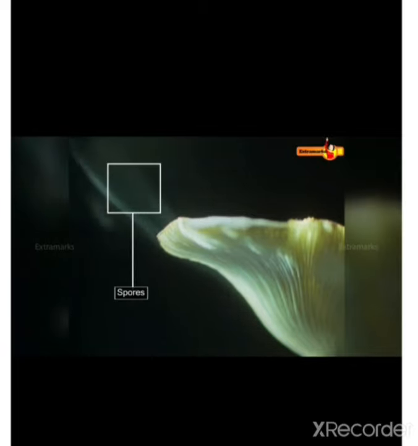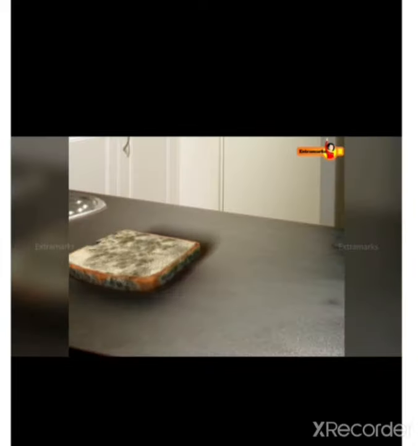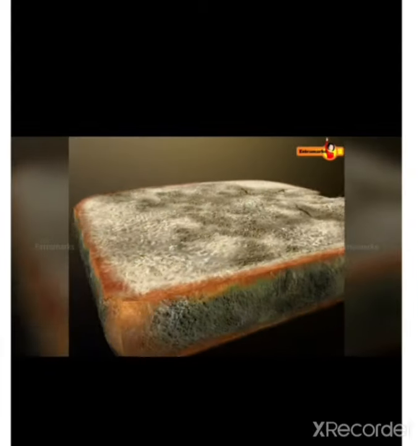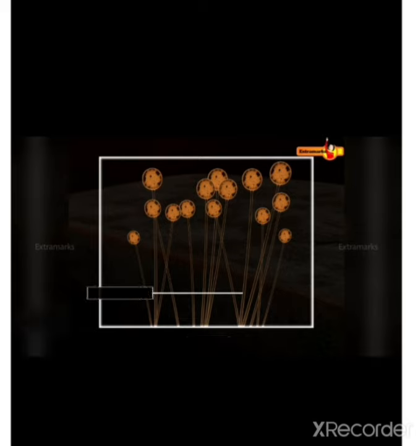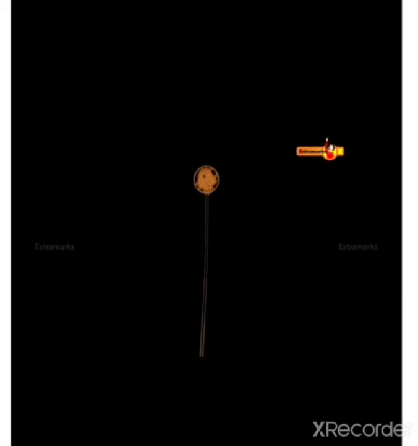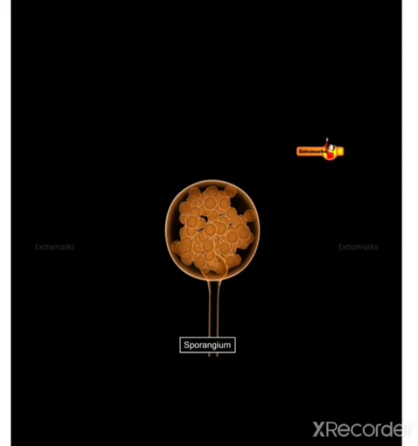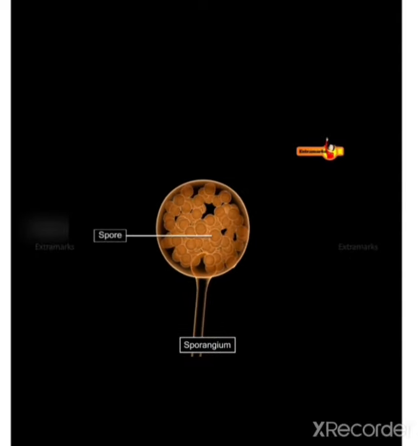Reproduction in fungi by spore formation is a well-studied example of spore formation. During asexual reproduction in bread molds like Rhizopus and Mucor, hyphae produce clumps of erect stalks called sporangiophores. The tips of sporangiophores form the sporangia. Thin-walled haploid spores are produced within the sporangia.